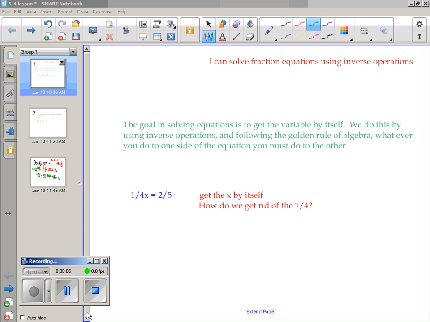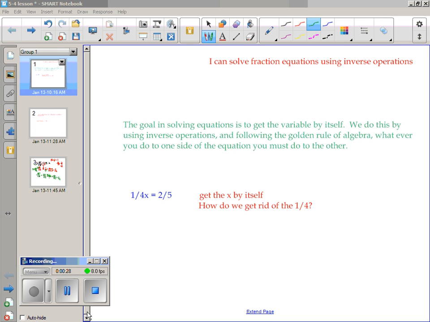I believe on your tracking sheet it just says I can solve fraction equations. I included I can solve fraction equations using inverse operations. And it's going to be really key. I'm going to tell you right now, reciprocals, reciprocals, reciprocals. You're going to have to understand reciprocals for this. Okay? And I'll explain this in a second.